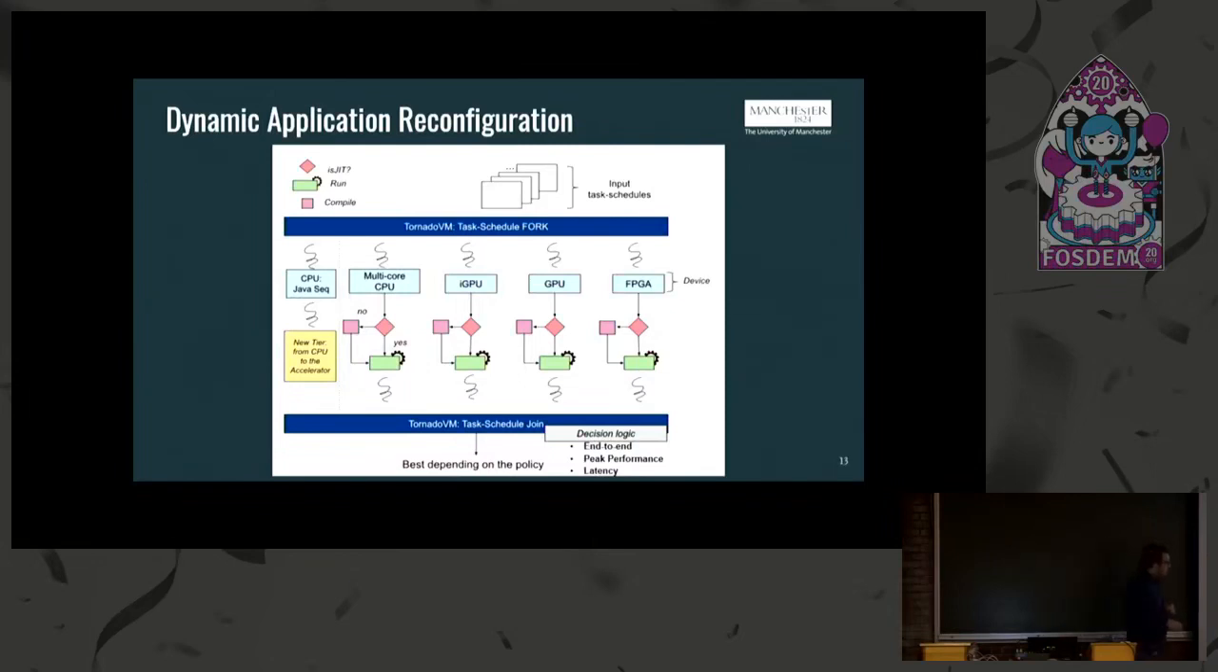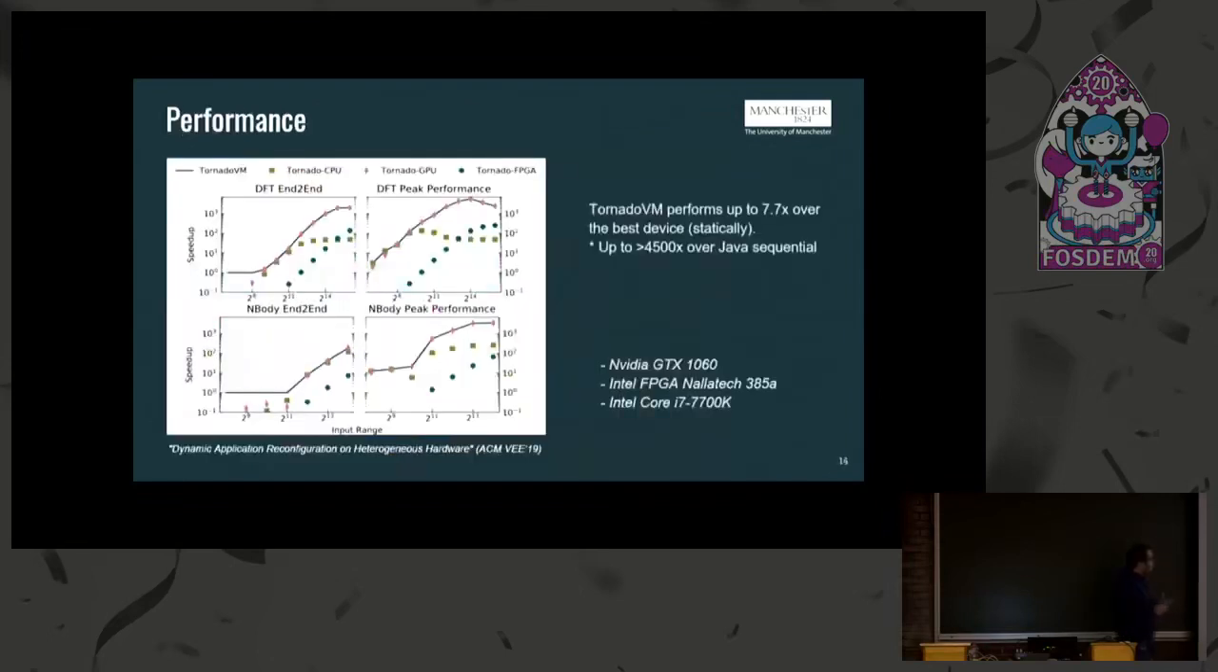The other one is the end-to-end, which includes time for compilation and execution. And the other one is peak performance, which is the policy that has only the data transfers in-out and the execution. Let's go to see some performance results of this feature of dynamic reconfiguration.